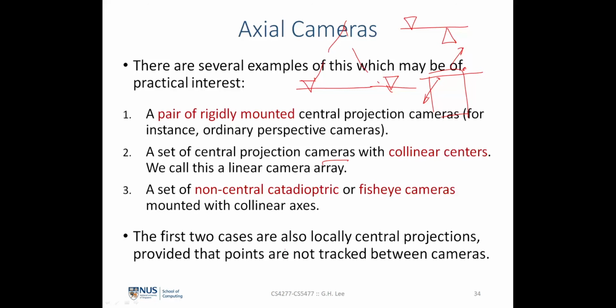And the first two cases here, since they are also central cameras with a single point of convergence for every particular camera in the multi-camera setup, this would be both a locally central and axial camera setup.